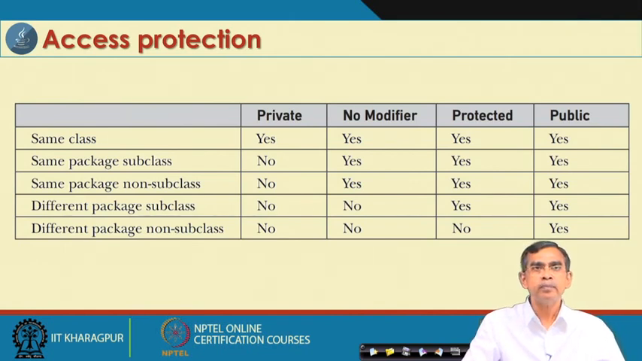Now, different package subclass. So, a subclass, but that subclass belongs to a different directory, a different package. So, private no way, default is also no way, but protected it can, because it is a subclass, and public it can, because it is public. And then different package non-subclass: private cannot access, default cannot access, protected cannot access, whereas public can access. So, this is the table, similar to the table that we have discussed in the context of information accessing. This is the way you can think about it, and then it will work for you.